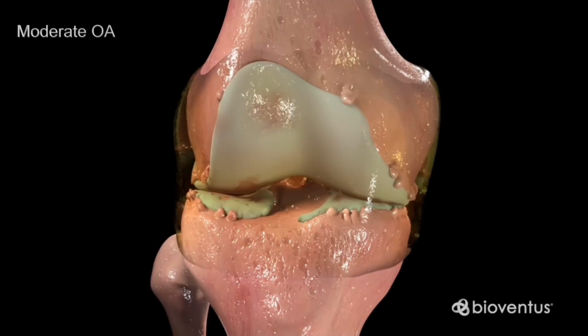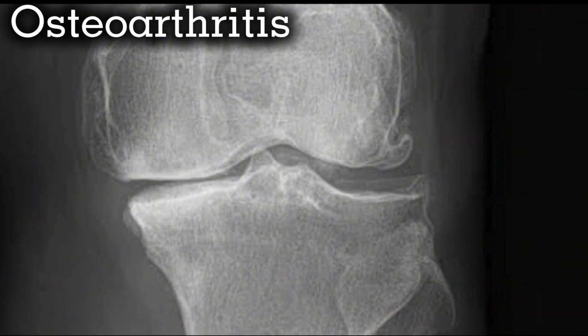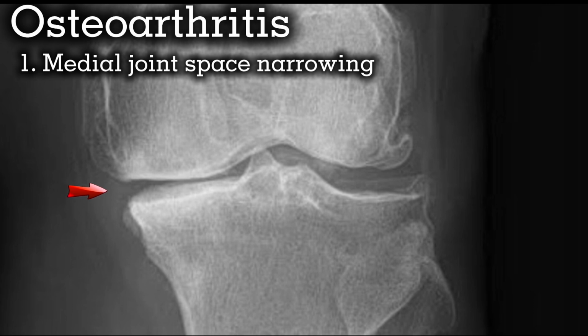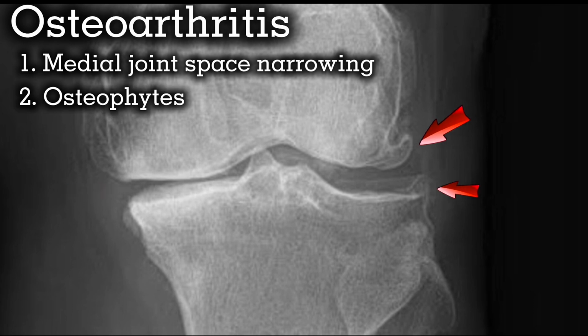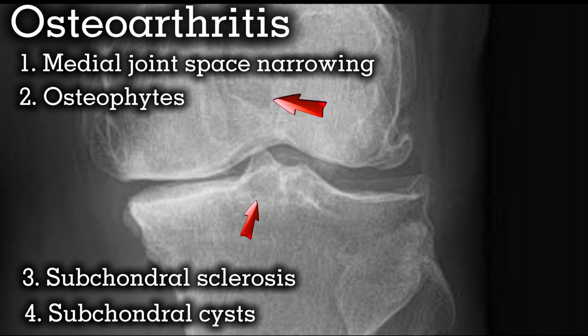Now, just to see if you've understood the findings in osteoarthritis, can someone enumerate the 4 changes we're looking for? Oh yes, Dr. Hassan. The 4 changes in osteoarthritis include, firstly, medial joint space narrowing, second is the osteophytes, third is the subchondral sclerosis, and the 4th one is the subchondral cysts.